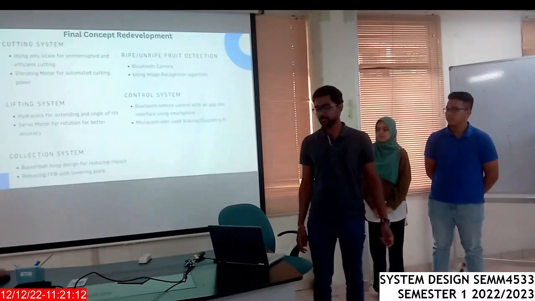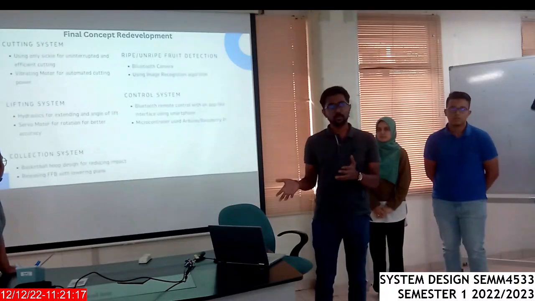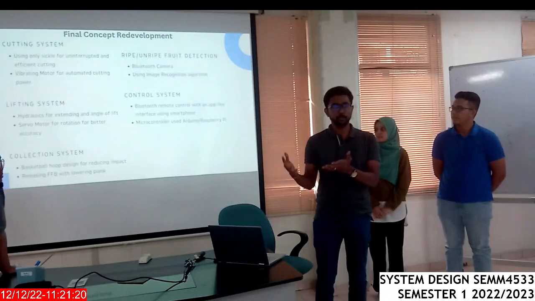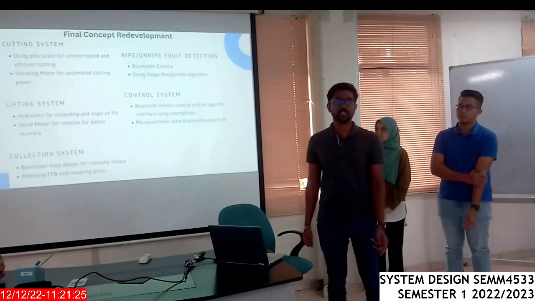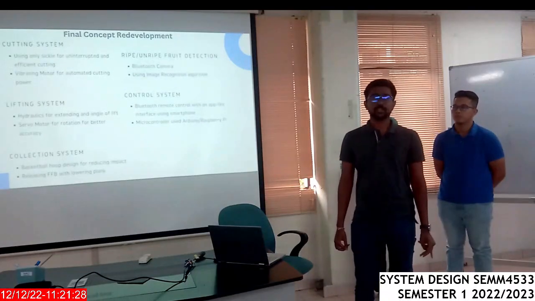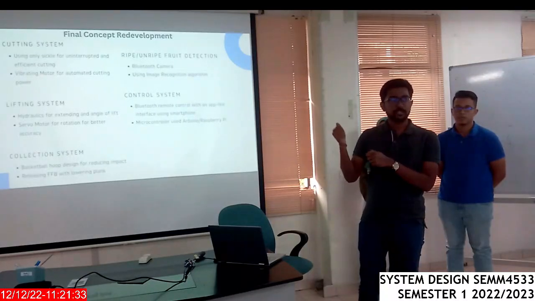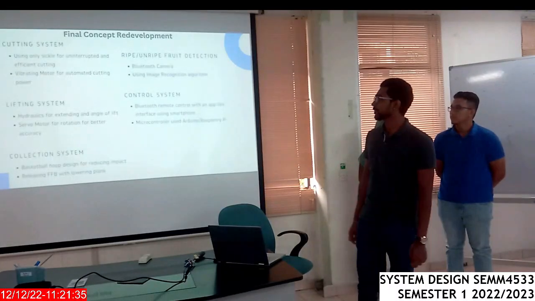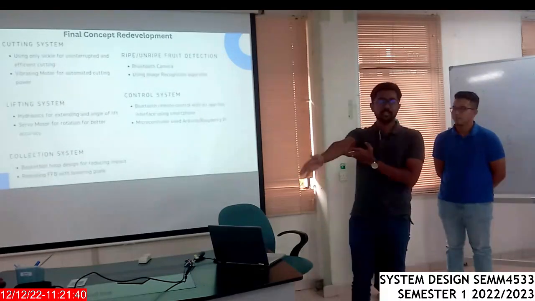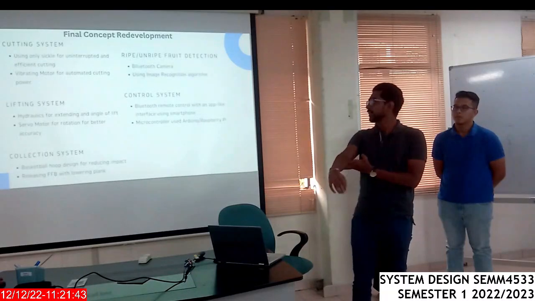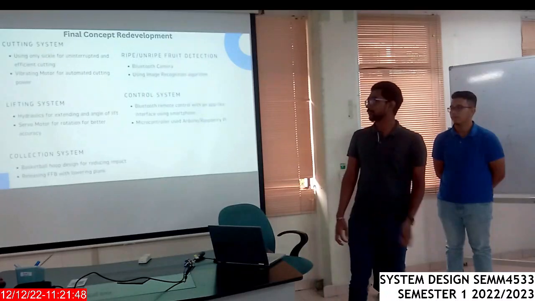So once we have looked at our designs, the functions and also the needs of our project, we go back to our PDS and the objective of our project. For our cutting system, we are going to use a sickle for uninterrupted and efficient cutting, and a vibrating motor to automate the cutting of the fresh fruit bunches. For the lifting system, for the extension of the shaft and also the angle, we are going to use hydraulics. And for the rotation, we are going to use a servo motor because it will provide better accuracy.